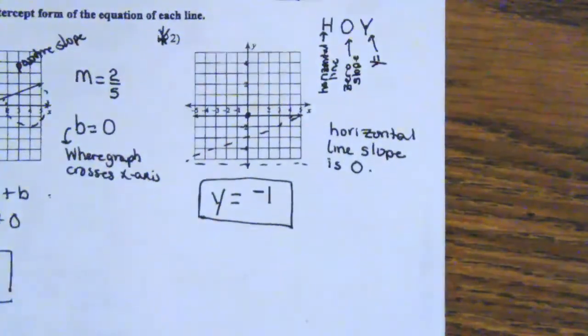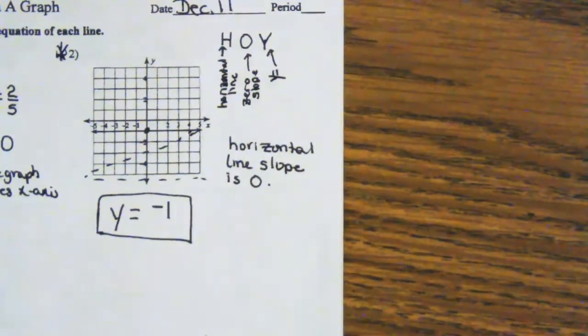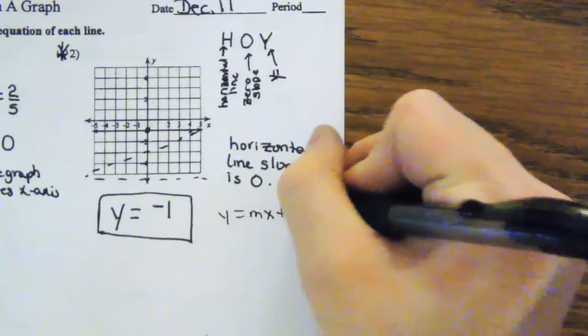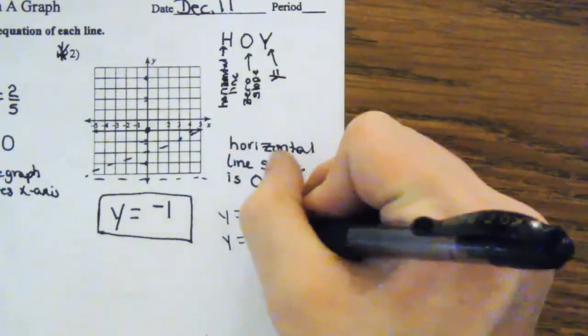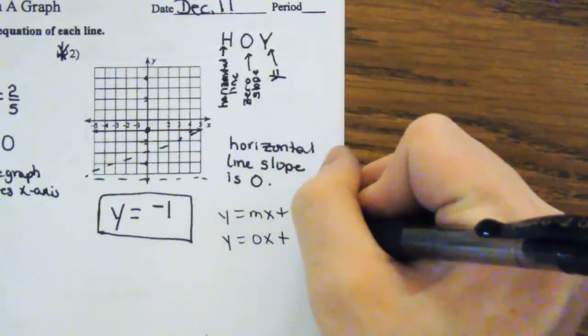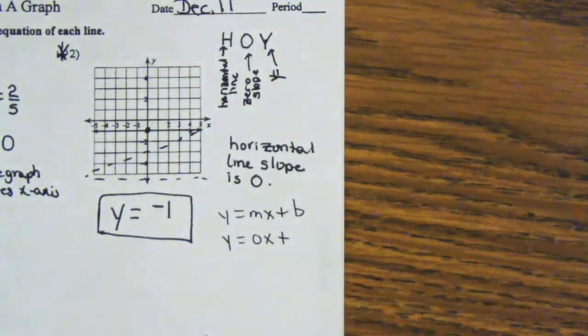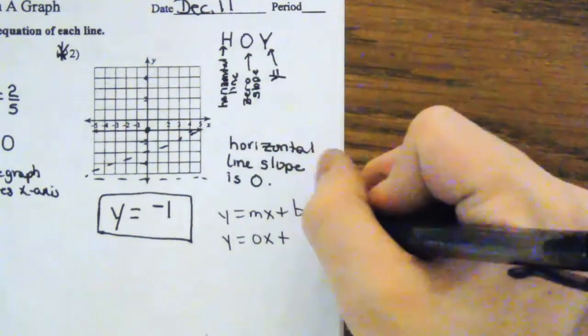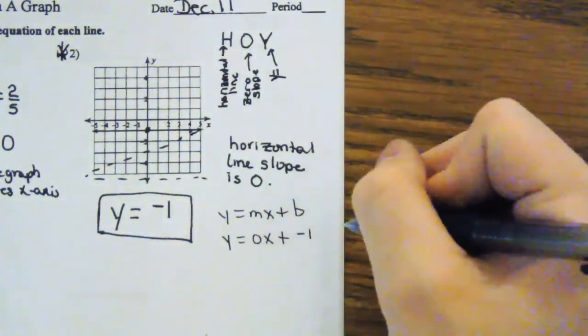Okay, let's do some special examples together. Let's look at number 2 on this page. So notice that number 2 is a horizontal line. Now, a horizontal line is always going to have a slope of 0. So when I do y equals mx plus b, I know that my m is going to be 0. But what is my y-intercept? Where does it cross the y-axis? It crosses down here at -1. So my b value is going to be -1 for this one.